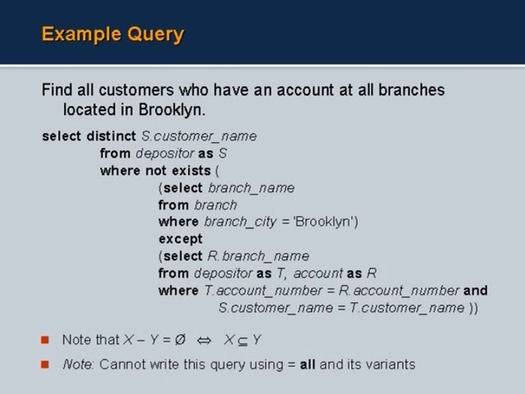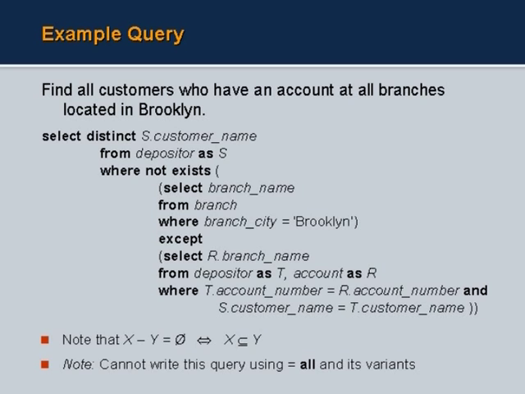No, no. This part is branches where S has an account. So how do you know where S has an account? This is interesting. First of all, we have to join depositor and account to get branch name, joining on account number: T dot account number equal to R dot account number. But there is more. We need the customer name to be the same as this guy. We want to find where this person has an account. The depositor relation has account number and customer name, whereas the account relation has branch name and account number. So we have to join these two, but we want to restrict it to this particular customer.